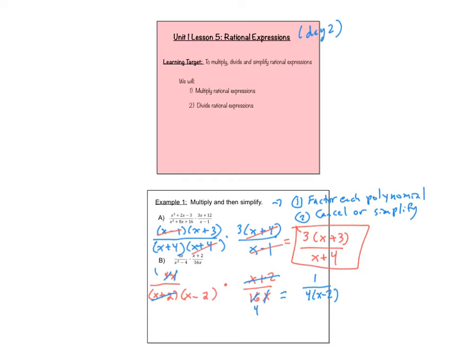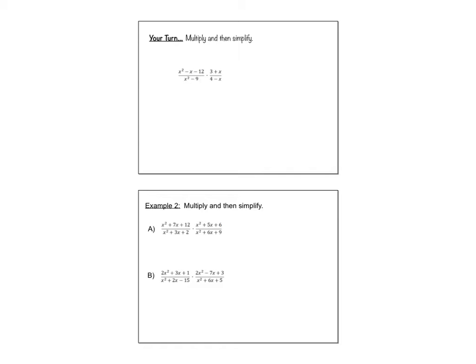So what you want to get it down to is just one single fraction, something in the numerator and something in the denominator each time. So looking at our next one here, it's your turn. If you want to stop the video and try that out and see if you can get that, then once you have that, you can restart it and see how you went.